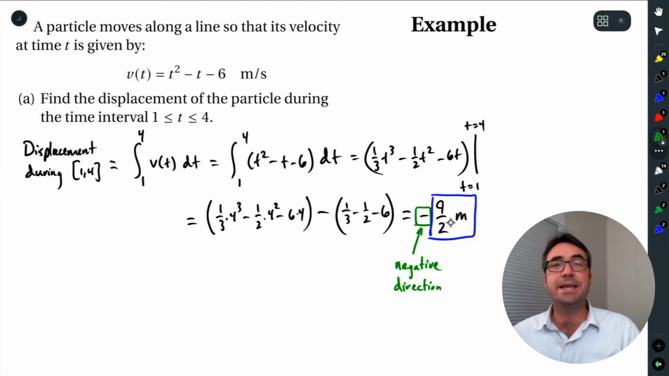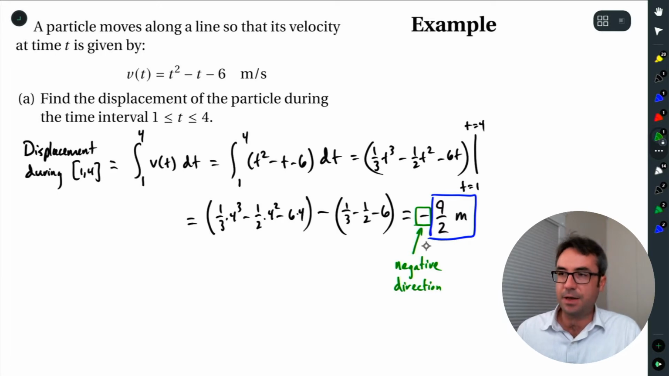So wherever we started, we ended up 9.5 meters to the left of our starting location, or in the negative direction. Normally negative is left or down. It doesn't have to be. The direction could be any direction you specify.